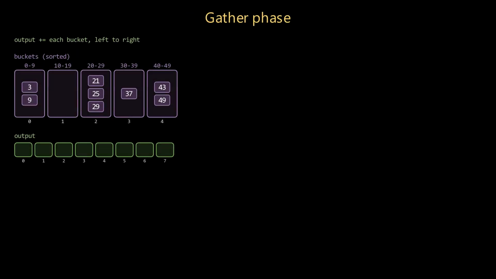Gather, walk buckets left to right and append each value in order into the output. Skip empty bucket 1. 3 and 9 from bucket 0, then 21, 25, 29 from bucket 2. 37, then 43 and 49. Output complete, fully sorted.